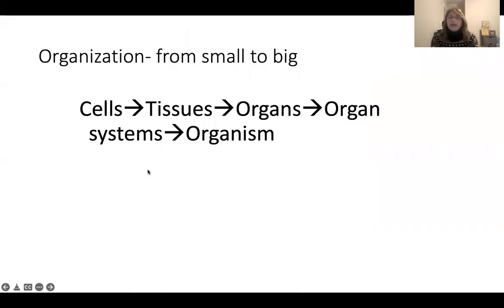If we look at the human body, we start out with cells. You've learned about cells. We know that all living things are made up of cells. Our cells make up our tissues. Common tissues will make up our organs. Our organs will make up our organ systems. And the organ systems working all together will make up the organism, which is, in our case, the human body.